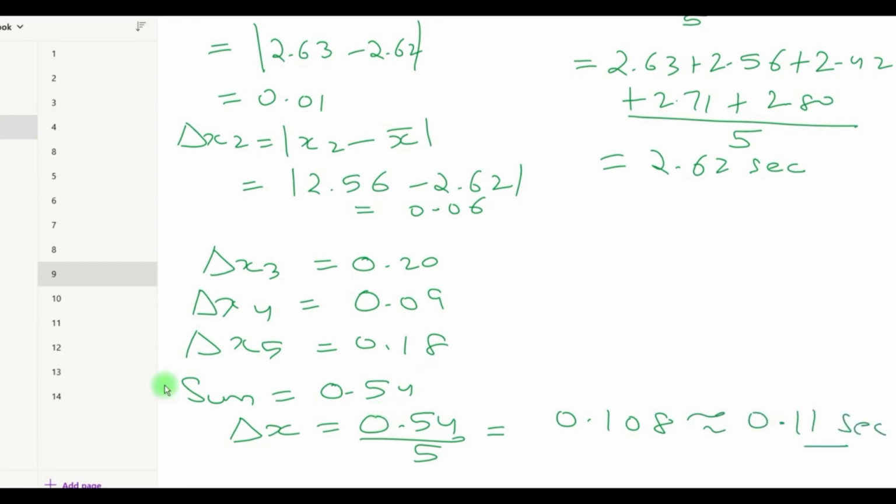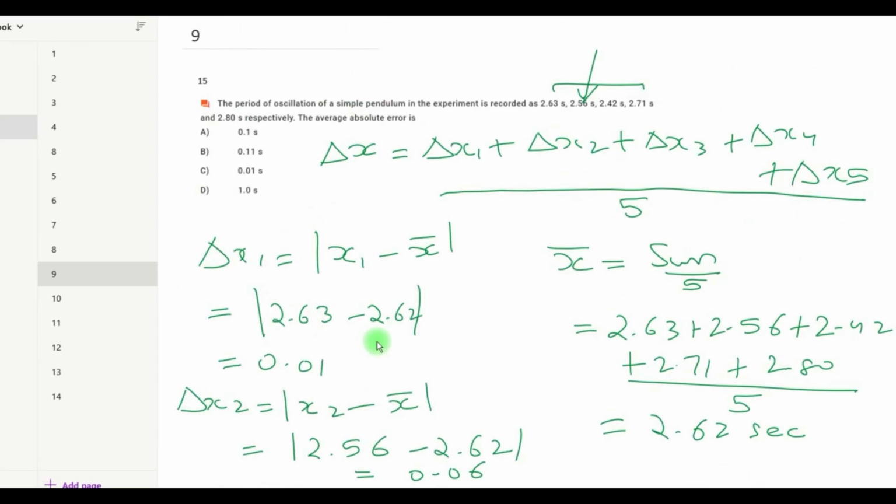Let's see if any of this matches the answer options. So 0.11 seconds, hence option B is the right answer.